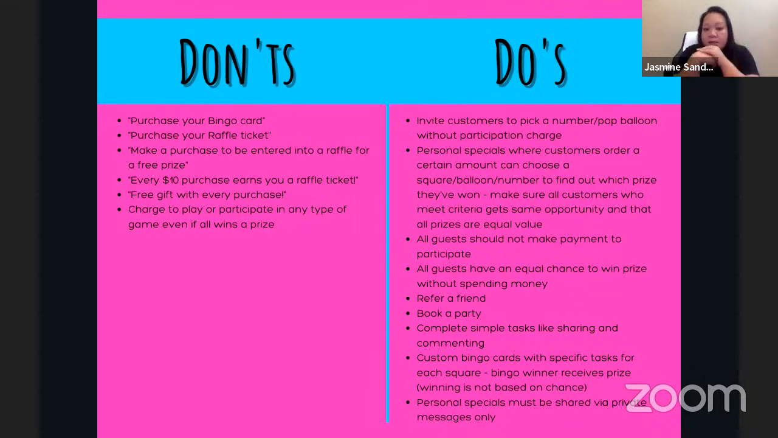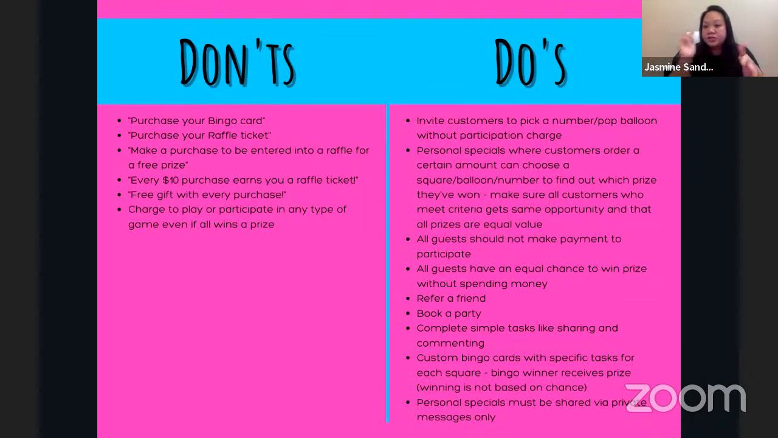What you want to do instead is invite your customers to pick a number or pop a balloon without a participation charge. So you can still say, pick a number. Then you can do personal specials where customers order a certain amount and can choose a square, balloon or number, whatever the mystery is, to find out which prize they've won. Make sure all customers who meet the criteria get the same opportunity and that all prizes are equal value.